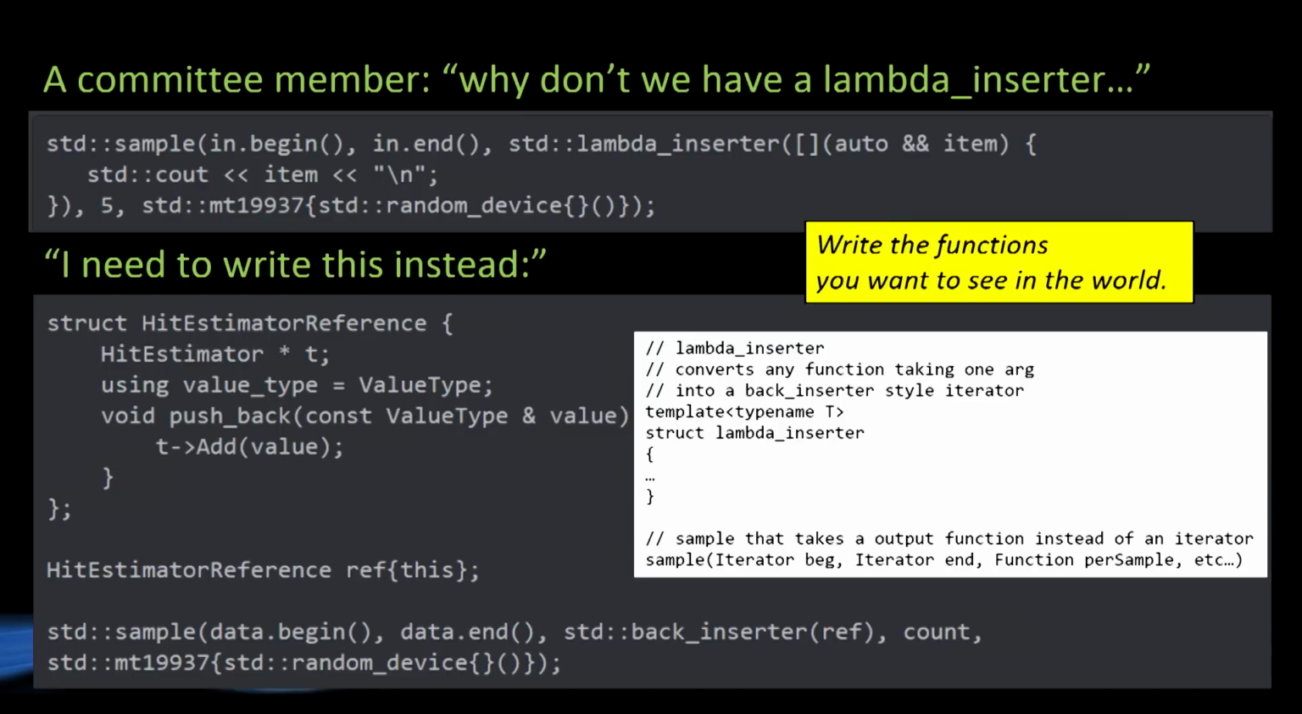You know, I don't care which one you write. There's two ways to do this. Write the thing that turns a lambda into an iterator, so every time you write to the iterator, it calls the lambda. Or write a sample function that takes a function that is called on every sample instead of taking an output iterator. Either one is just like, this is the function I need to solve my problem. Just write it. Don't be like, why doesn't this function exist? Just, if you want a function, write the function.